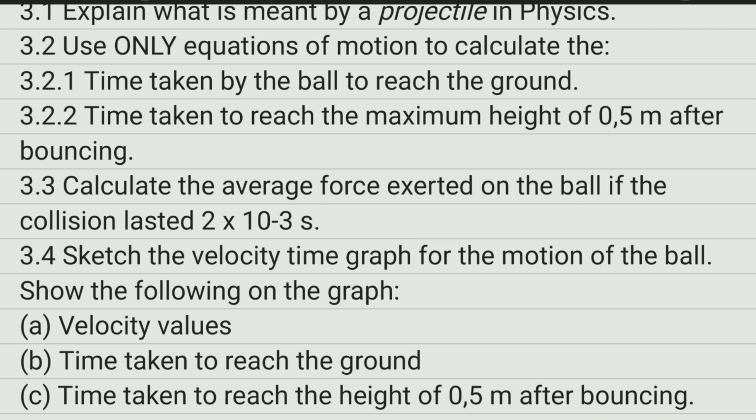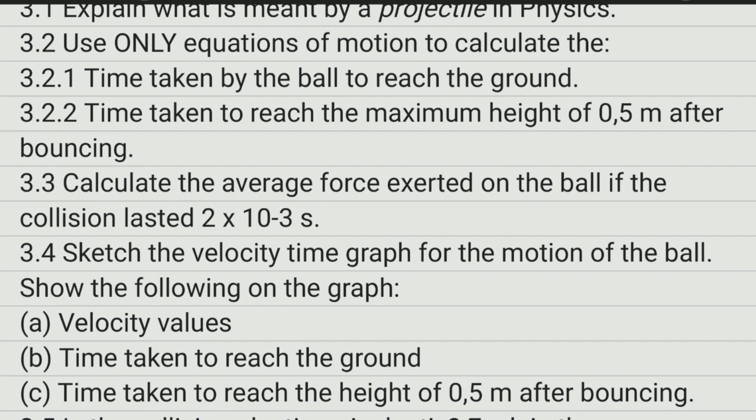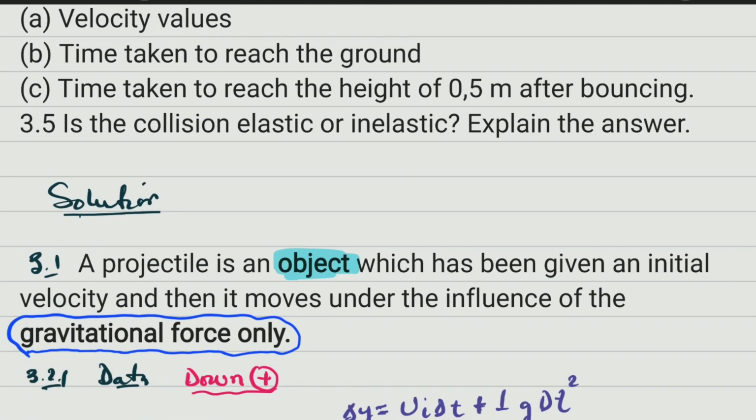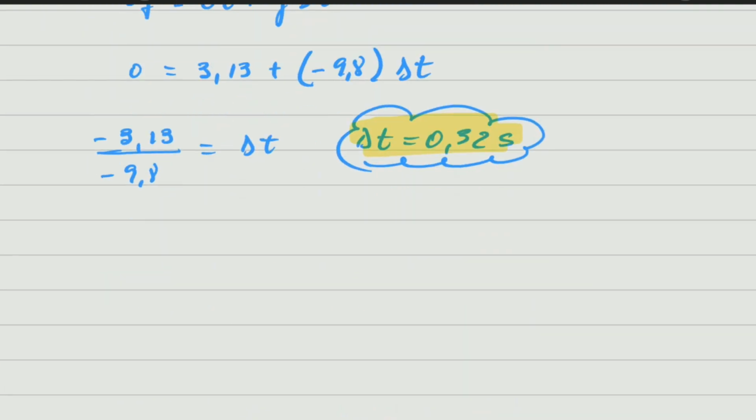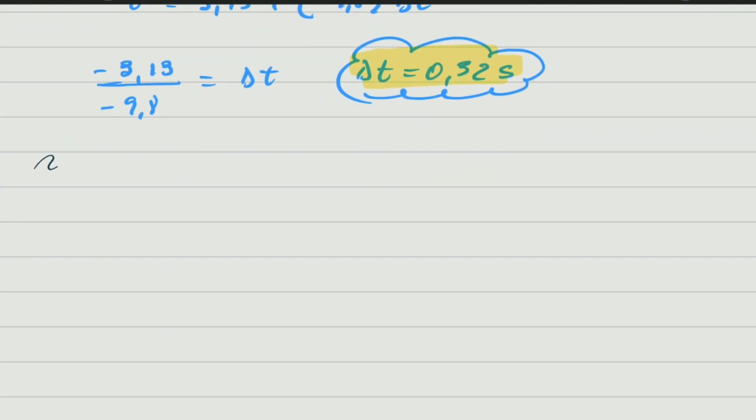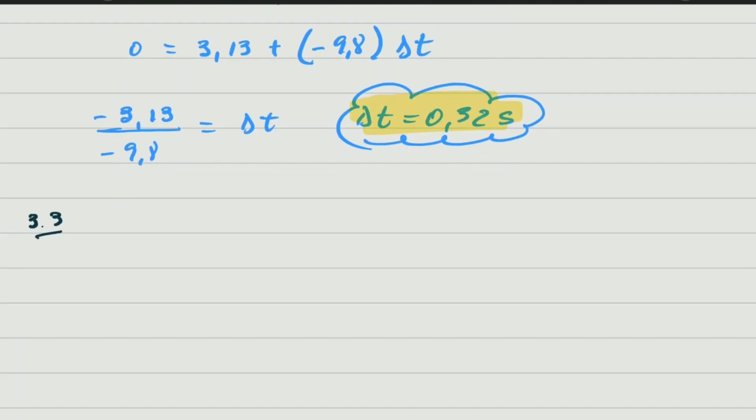Now the next question says calculate the average force exerted on the ball if the collision lasted 2 times 10 to the minus 3 seconds. And for this one we have to go all the way to Newton's law in terms of momentum. Okay, so this is question 3.3.